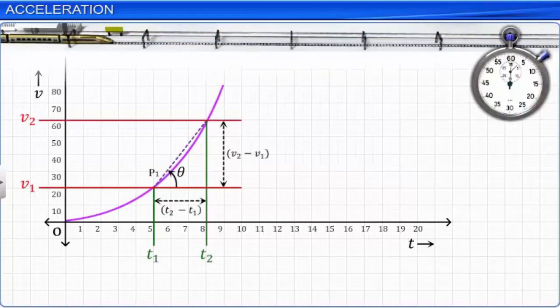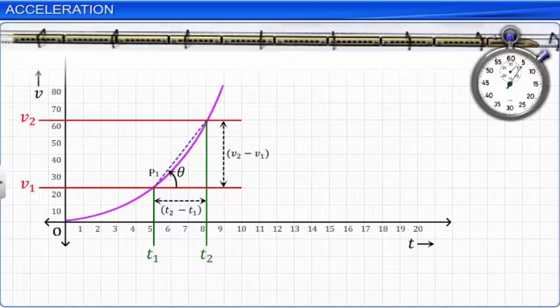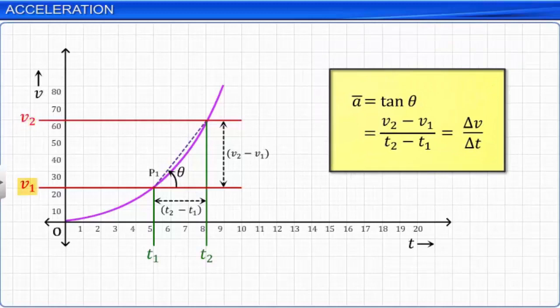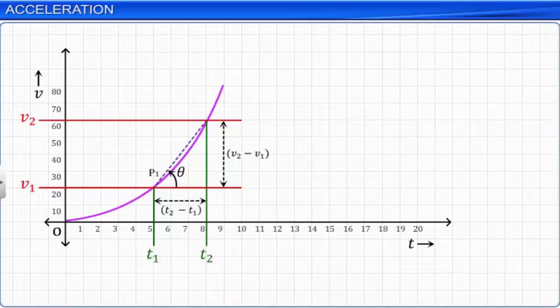Acceleration of a body is the rate of change of its velocity with time. The average acceleration a-bar is defined as the change of velocity divided by time. v2 and v1 are instantaneous velocities at times t2 and t1. The SI unit of acceleration is meter per second square. On the v-t graph, the average acceleration is represented by the slope of the line joining the points (v1, t1) and (v2, t2).